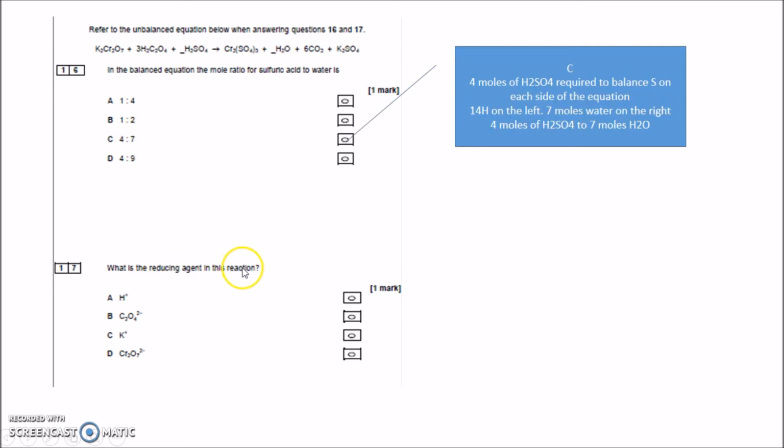What is the reducing agent in this reaction? Now, a reducing agent causes something else to be reduced. So if something else is being reduced, the reducing agent is oxidized. When something is reduced, something else is oxidized, because reduction is gain of electrons, OIL RIG. Oxidation is loss, reduction is gain. So if something is being reduced and gaining electrons, something's been oxidized to lose the electrons to give to the thing that's been reduced. The reducing agent causes reduction, and in the process it is oxidized.